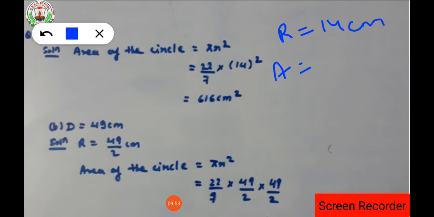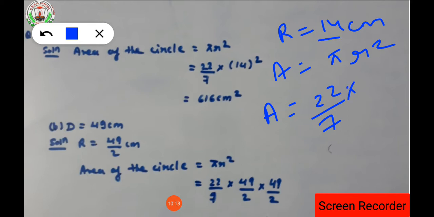Area of a circle formula is pi r square, isn't it? Then we have to find the value of the area of a circle. So pi value we have to take as 22/7. Why do we have to take it as 22/7? Because it is very clearly given in the question. That's why we are taking 22/7 into r.